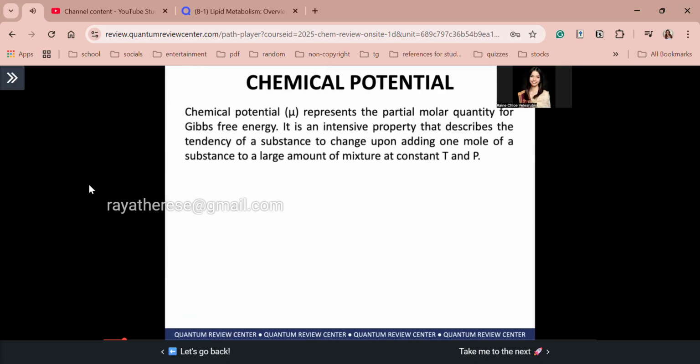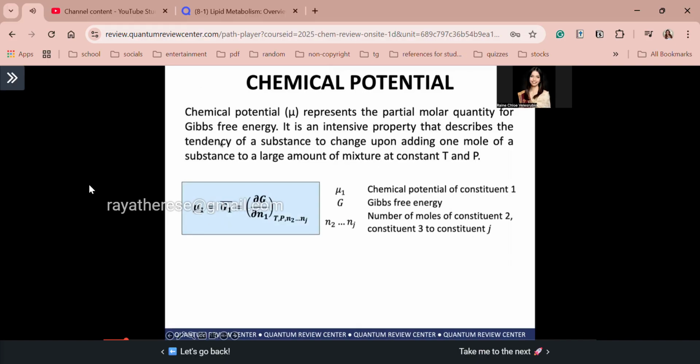So let's formally define the chemical potential again. Chemical potential mu represents the partial molar quantity for Gibbs free energy. And it is an intensive property. It just describes the tendency of a substance to change. That's the keyword, guys: tendency of a substance to change.